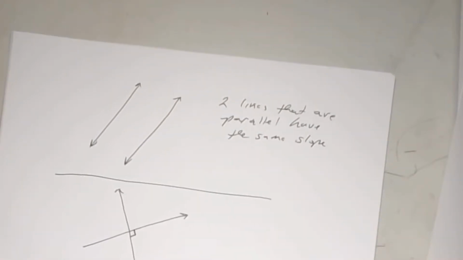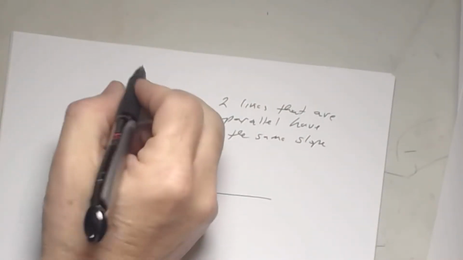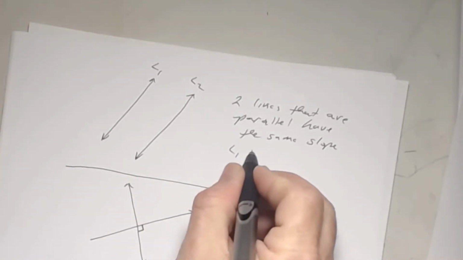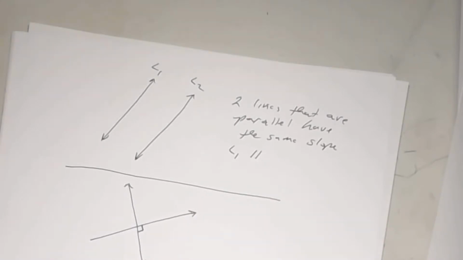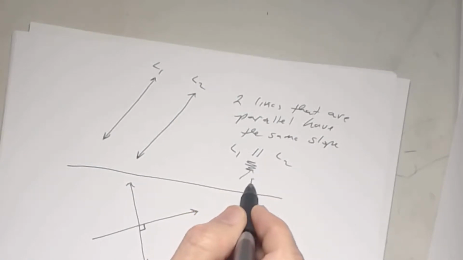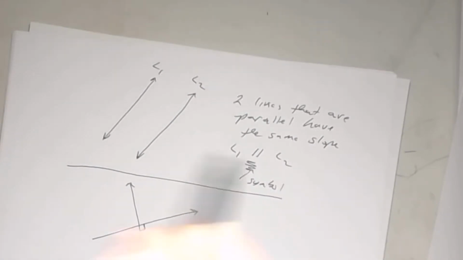Now, let me go back to the parallel lines before I finish the perpendicular. I'm going to call this L1. I'm going to call this L2. The symbol for parallel is this. L1 is parallel to L2. It looks like 2 parallel segments. That's the symbol for parallel. Okay? So L1's parallel to L2. Now remember, if 2 lines are parallel, what do you know about their slopes? They're the same. Okay, now we're on perpendicular.